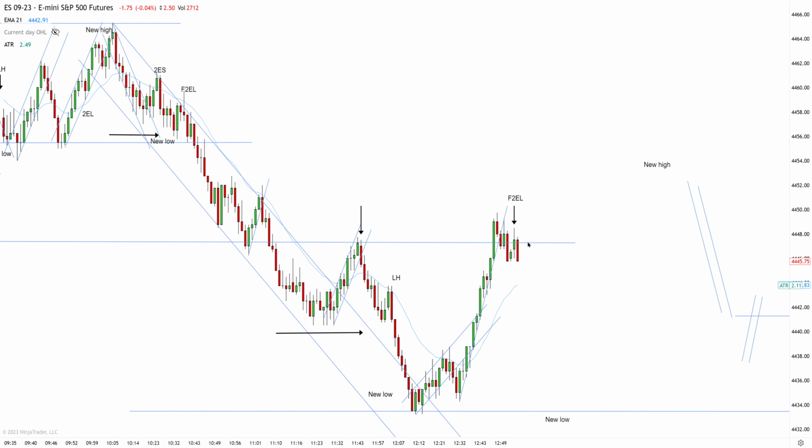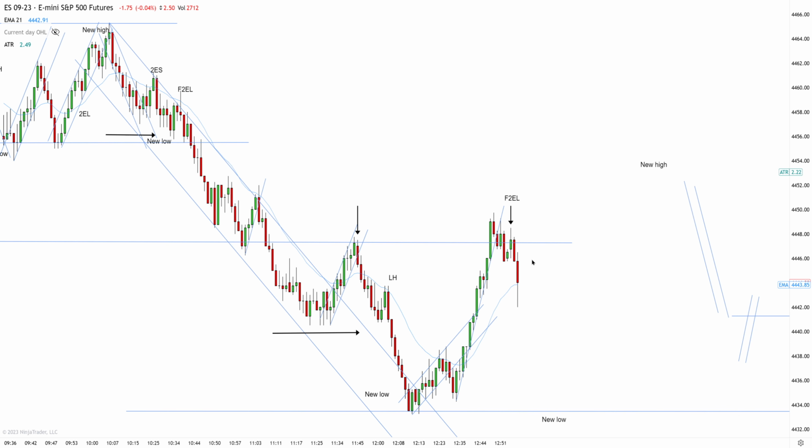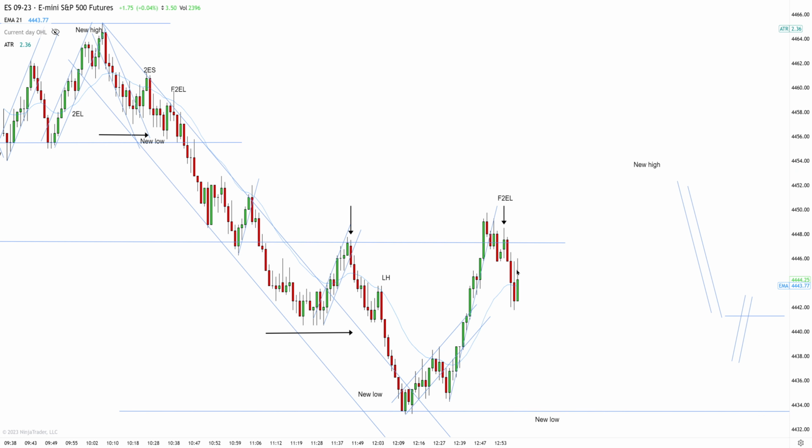You can see the resistance is coming into play again. And it's a failed second entry long so far away from EMA. A lot of bulls must have gotten trapped. A more advanced trader can already recognize what's going on. If you're a beginner trader, you want to wait for push below EMA and for lower high confirmation setup, which is here.